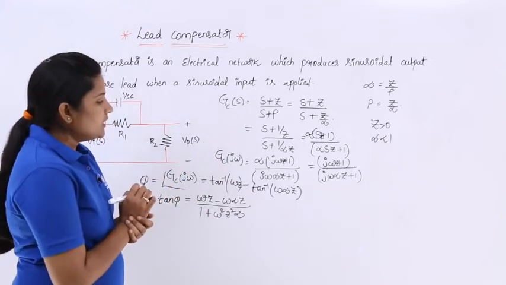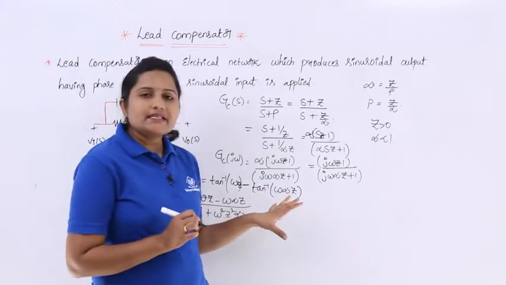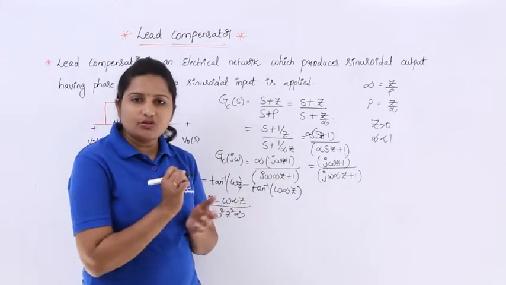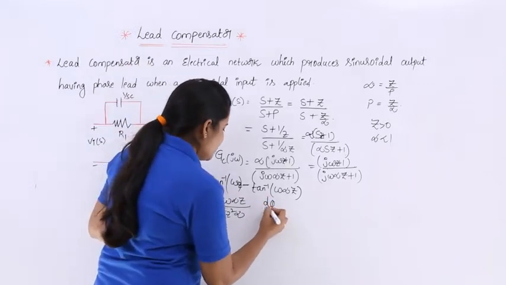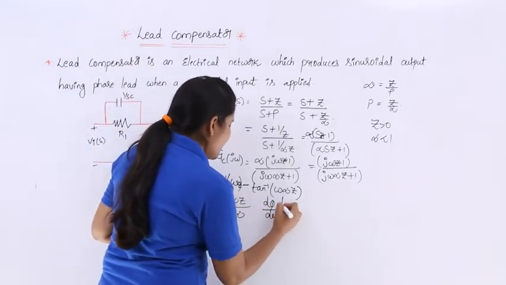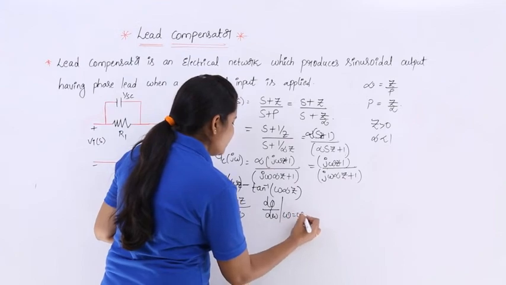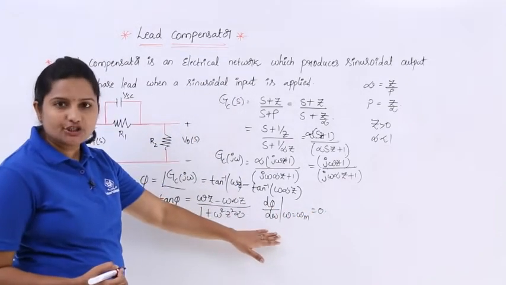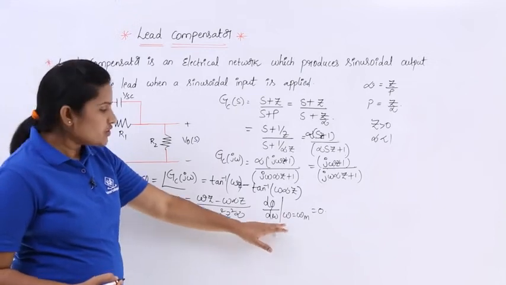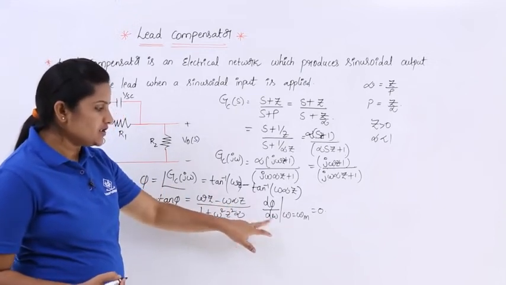So now here the maximum compensation value can be obtained at d phi by d omega equal to 0, at omega equivalent to omega m. This is the maximum compensation condition. So we need to substitute in this condition.